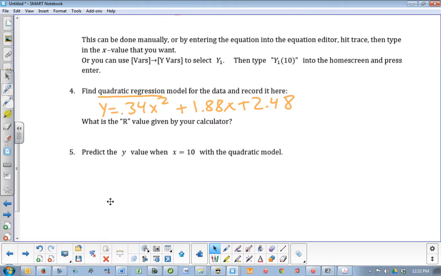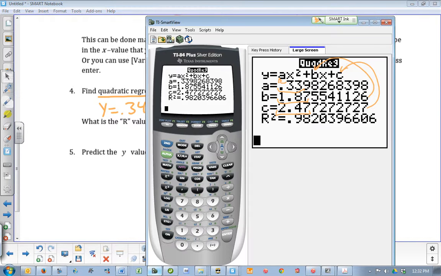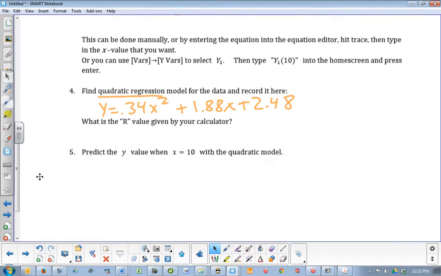The r value, in this case it's a capital R, r squared. Don't worry about why that is there. It has to do with the fact that it's a higher power than 1. So it's 0.98, and that's pretty close. So r squared is 0.98. Again, if that's close to 1, then that means there's a good correlation.